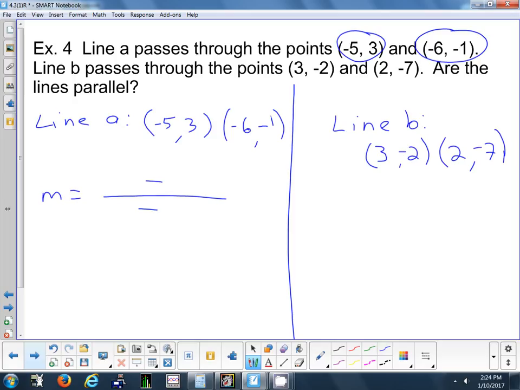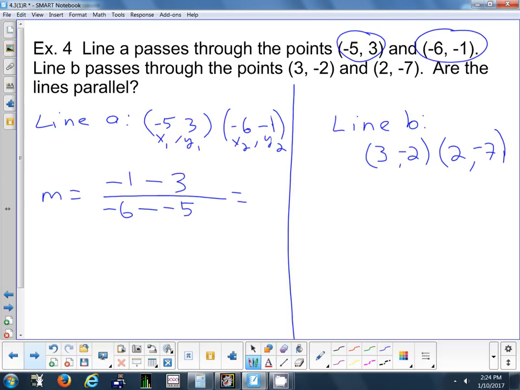All right, so let's check it. Slope. Let's label, we got a lot of negatives, but there's not a lot we can do about that. Let's call that x1, y1, x2, y2. Okay, what goes on top? What minus what? Antonio? Y2 minus Y1. I like it. Y2 minus Y1. What goes on the bottom? X2 minus X1. What's X1? Negative 5.